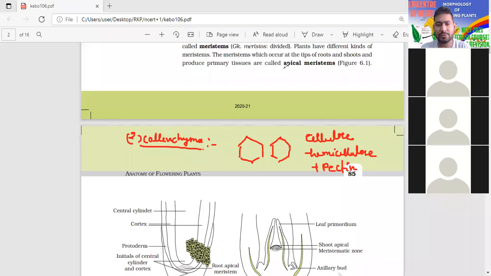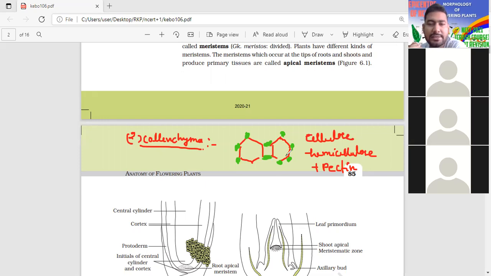I'm drawing, suppose this is the structure. Thickening takes place unevenly: here thickening takes place, here thickening takes place, and here thickening takes place. In this way, if there is a neighboring cell also present, the neighboring cells have very little space. So intercellular space is absent in Collenchyma cells. Is it clear? Intercellular spaces are absent in Collenchyma cells.